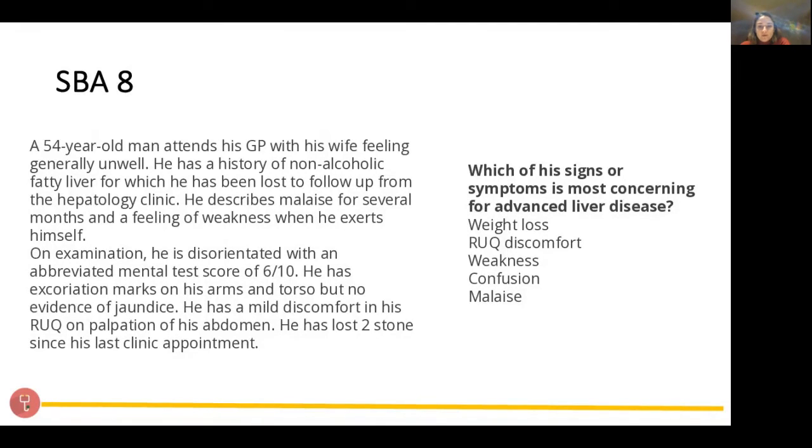So we want to think about the symptoms of advanced liver disease in this case. Which ones of these are most concerning? Is it weight loss, right upper quadrant discomfort, weakness, confusion, or malaise?